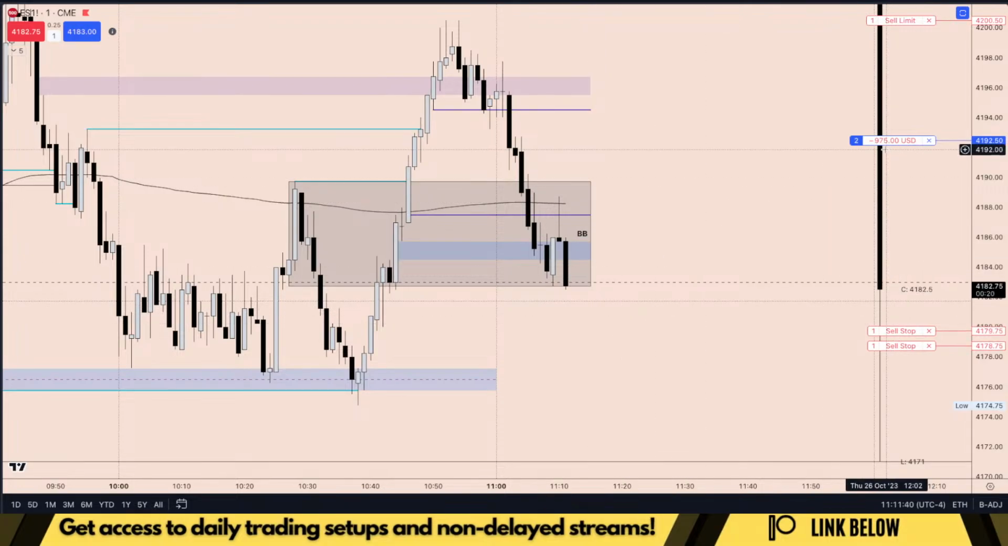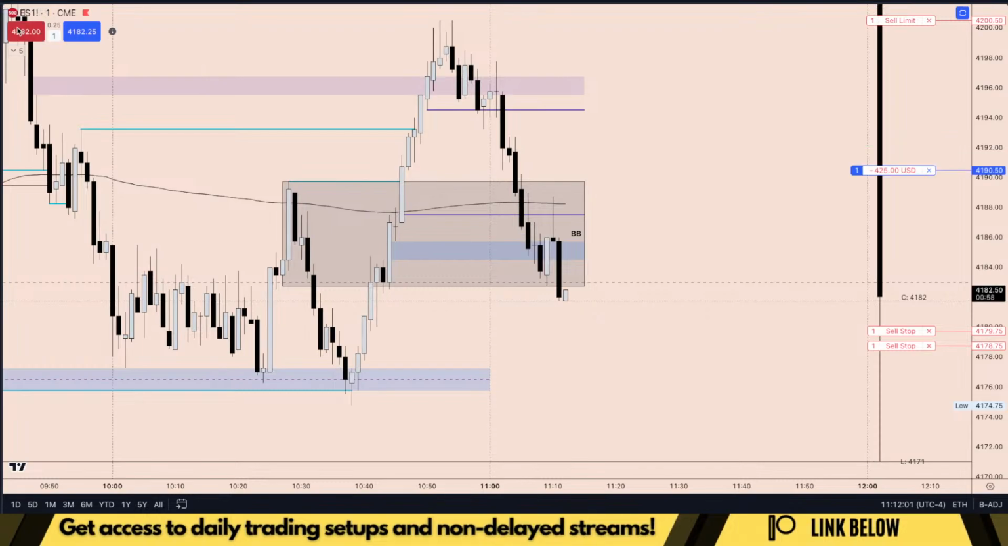And I think we're out. Yeah, we used the inversion fair value gap, still respecting the breaker. Order filled. Getting out with 1 contract.